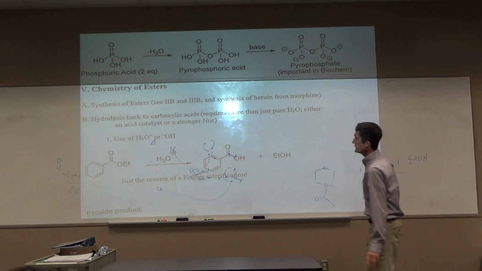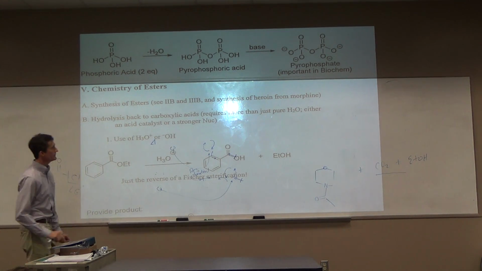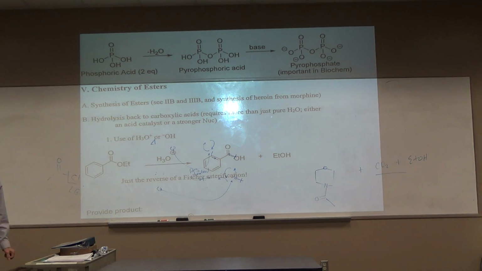Okay, chemistry of esters. We've already seen synthesis of esters back with 2B and 3B. Synthesis of heroin from morphine. A long time ago, morphine has been known for 500 years. And back in the 1800s, it was found if you take morphine and heat it with acetic anhydride, we get a new compound. And that compound has even more potent properties for killing pain and narcotic properties. And the compound you get upon heating morphine with acetic anhydride is today called heroin.